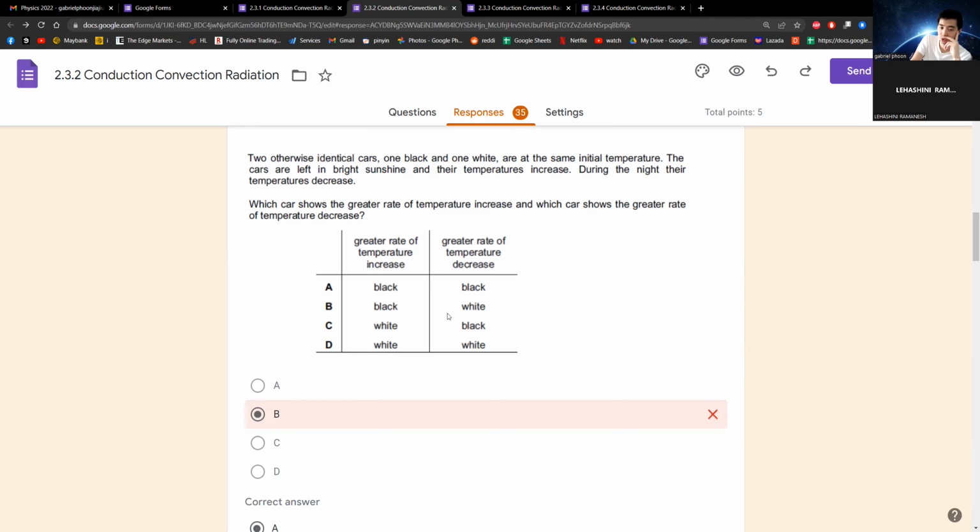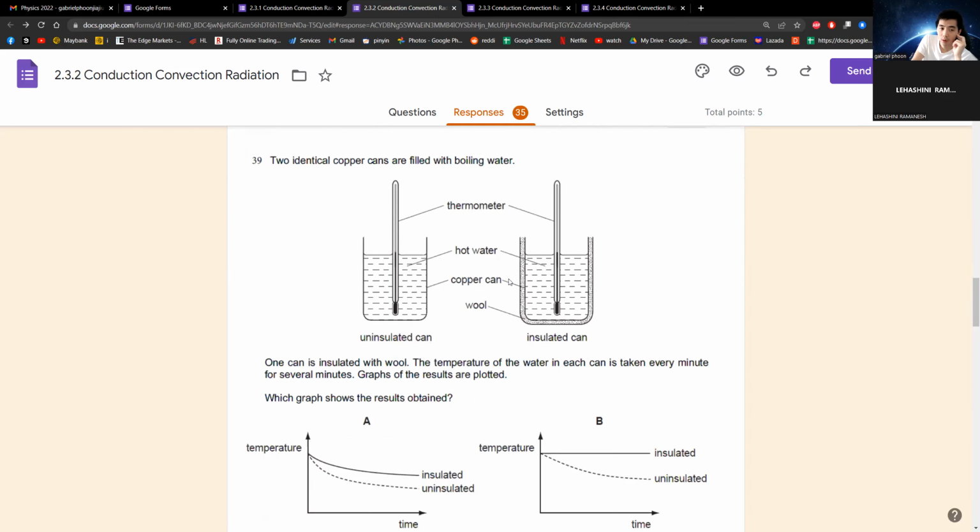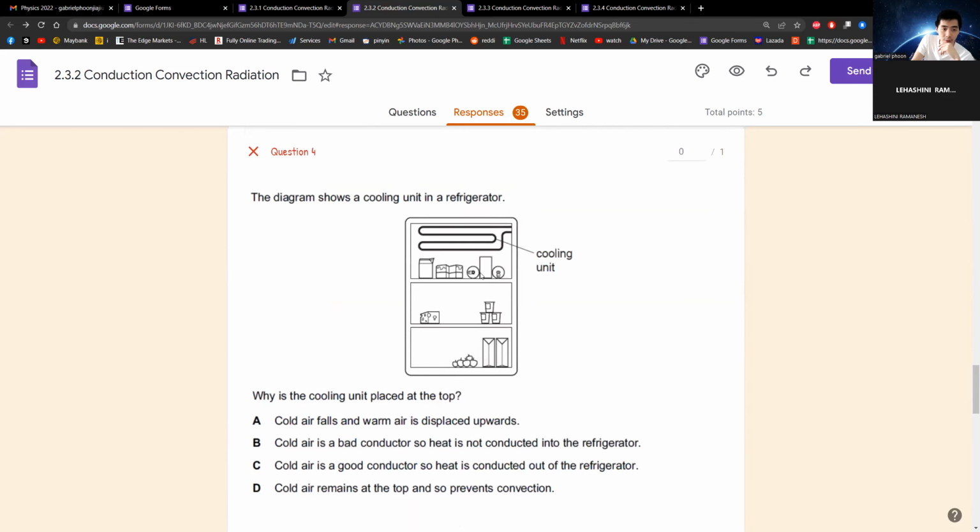A lot of students always choose black and white, B, here, but in reality, you have to always remember that for temperature to decrease, the heat must be emitted out from the black car. So obviously black and black is the answer in this situation here. You get what I mean? Yeah. And then after that, question 4.